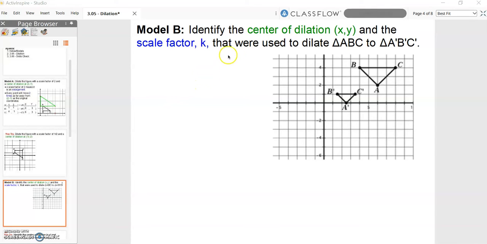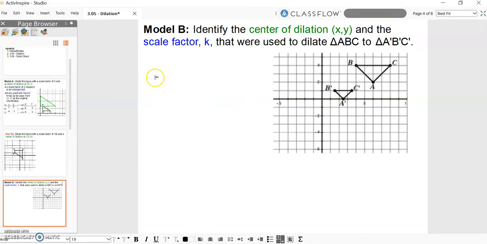3.05, Model B. Identify the center of dilation, x and y, and the scale factor, k, that were used to dilate triangle ABC to triangle A prime, B prime, C prime. So the first thing I'm going to do is identify all the points of the triangles. Point A is at 6, 2. Point B is at 4, 4. Point C is at 8, 4.